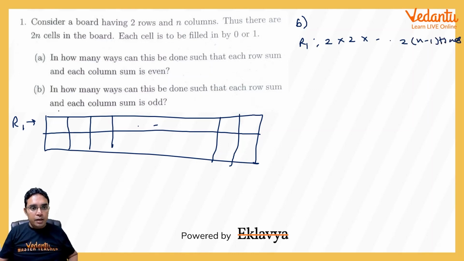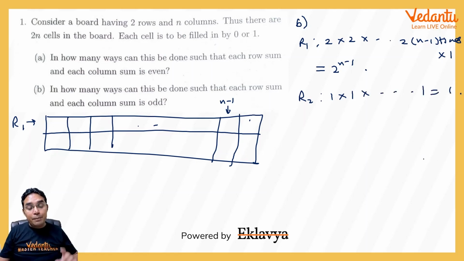And this time, after knowing the total till the n minus 1th column, we will take a call whether I have to take 0 or 1, but this time it will be opposite. If the sum till the n minus 1th cell is even, I have to choose 1 here. If the sum till the n minus 1th column is odd, then I have to choose 0 here. So the last cell will again be filled in one way only, so it is 2 power n minus 1. Now for R2, once again it will be 1 into 1 into 1 and so on. So it looks like the same calculation, but please understand there will be a difference.